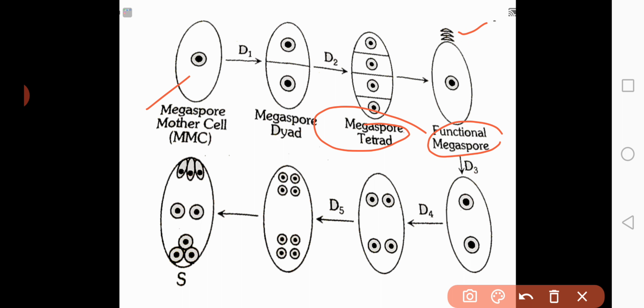The egg apparatus consists of 1 egg cell and 2 synergids. And finally, the remaining 2 nuclei at the center form the secondary nucleus. So in this way, the embryo sac is formed within the nucellus. And the process of formation of the embryo sac from a single megaspore is called the monosporic type of embryo sac development. Is that clear?